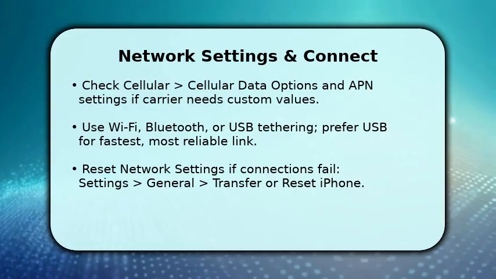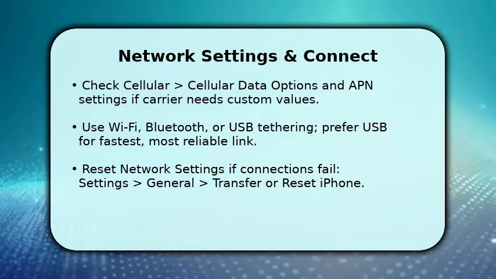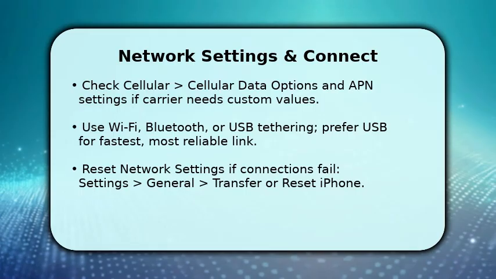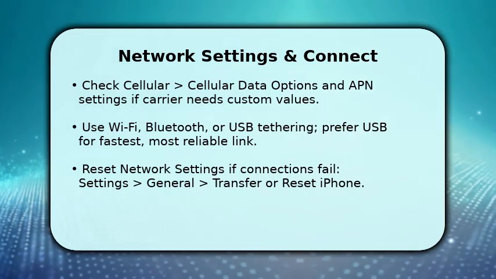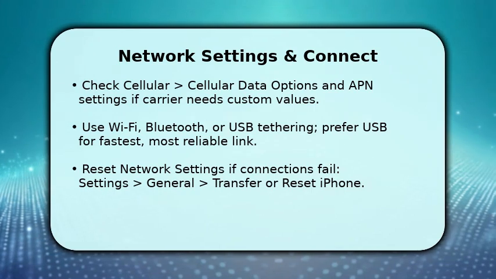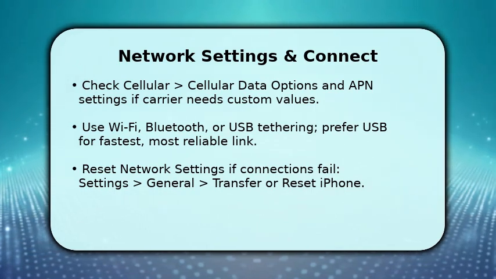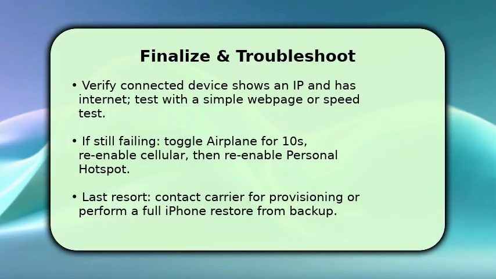If devices won't obtain an IP or stall, reset network settings to clear saved profiles and DHCP leases. To finish, confirm the client device receives an IP and can load a web page. Run a quick speed test to validate throughput.